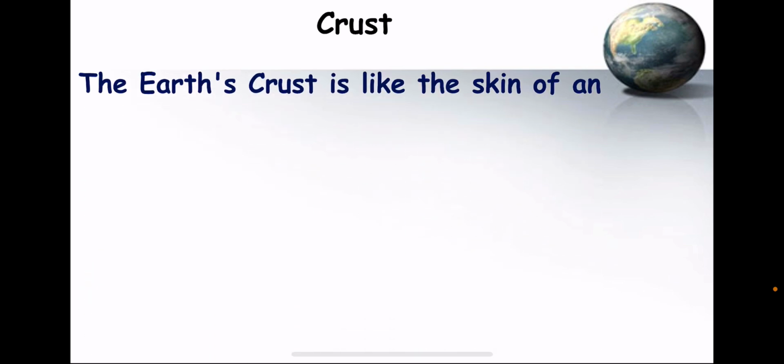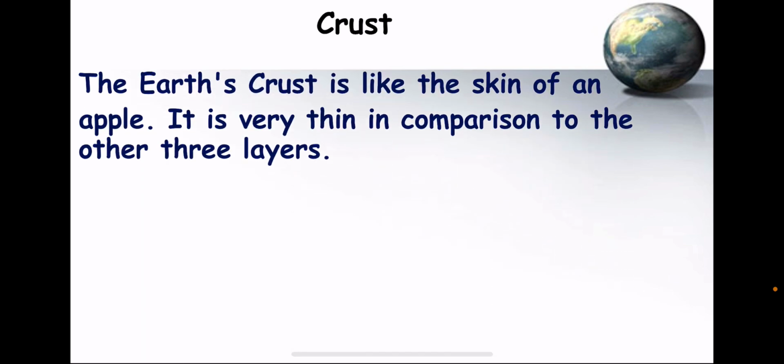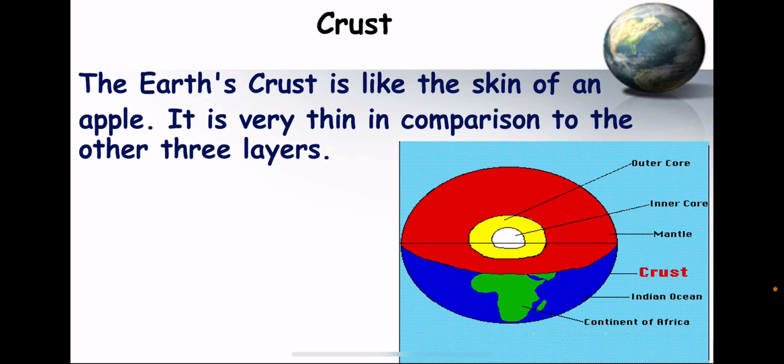The earth's crust is like the skin of an apple. It is very thin in comparison to the other 3 layers. Like you can see, this outermost layer is very thin. When you peel off the apple, you can see the skin of the apple is very thin. So the outer layer of the earth is very thin. The crust is very thin.